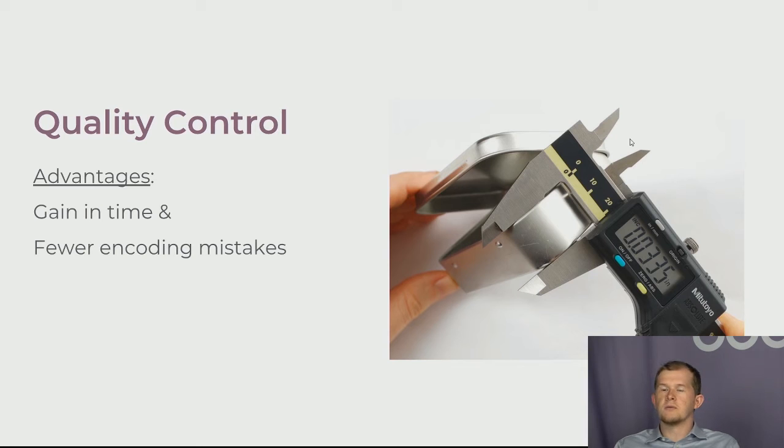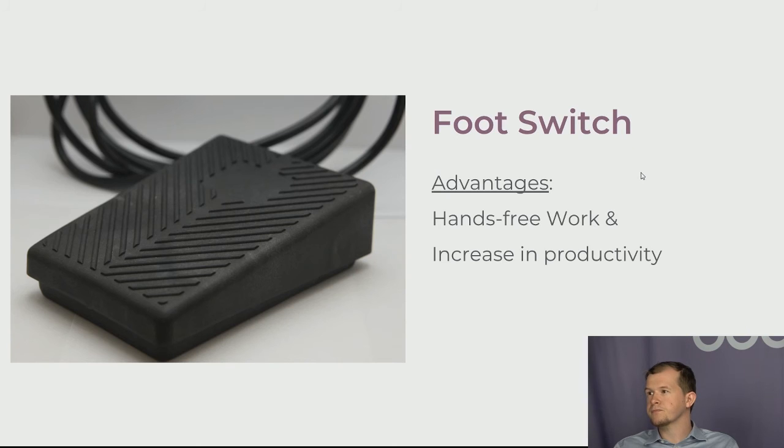So this is really useful, especially for quality control, because it allows us to save time, but it also allows us to have less encoding mistakes, especially with the caliper and the camera. You know exactly what you took a picture of and you know exactly what you measured. Foot switch, it's just an ease of use. Makes it easy to just move on to the next steps rather than having to manually click the button.